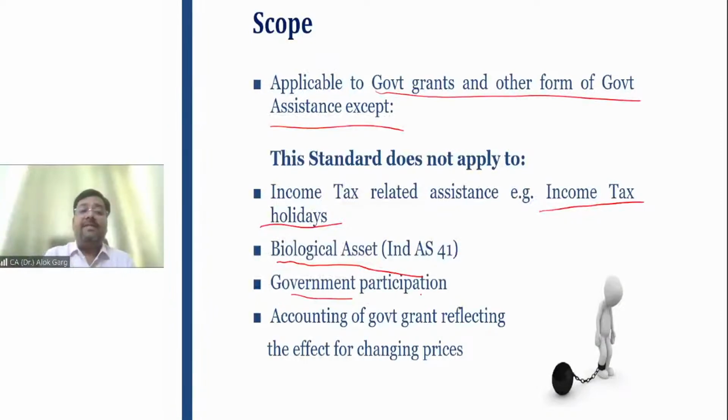Government participation. What does it mean? If government is infusing equity, if government is an equity shareholder, right? If the government is participating in the entity, in that case, it will not be classified as a government grant. It will be classified as a government's contribution of equity share capital, government contribution of equity. For example, Delhi Metro Rail Corporation. Have you heard about DMRC? Have you heard about Delhi Metro Rail Corporation?